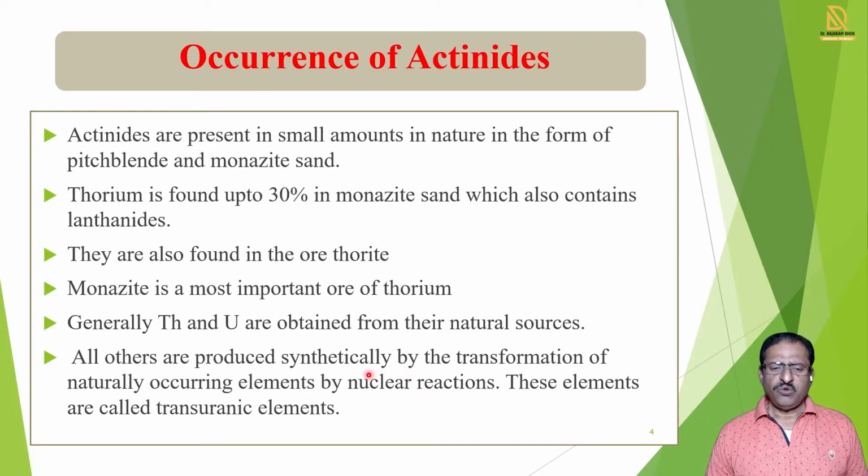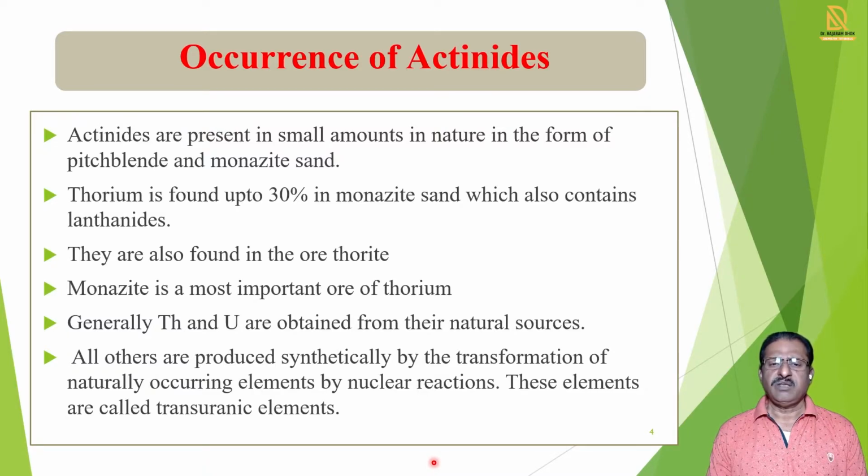Generally, thorium and uranium are obtained from their natural sources, that is thorite or monazite sand. All others are produced synthetically. So thorium and uranium, these two elements, are present in the earth crust in different ores and minerals, and then the other elements above thorium. Uranium has atomic number 92, and above it are elements 93 and higher. Nowadays up to 118 elements are discovered.